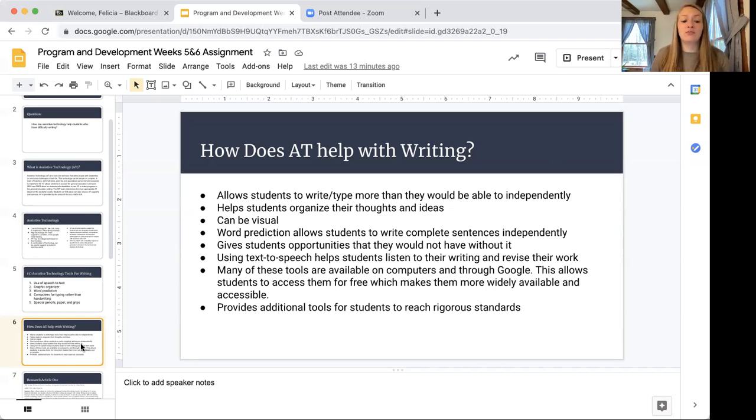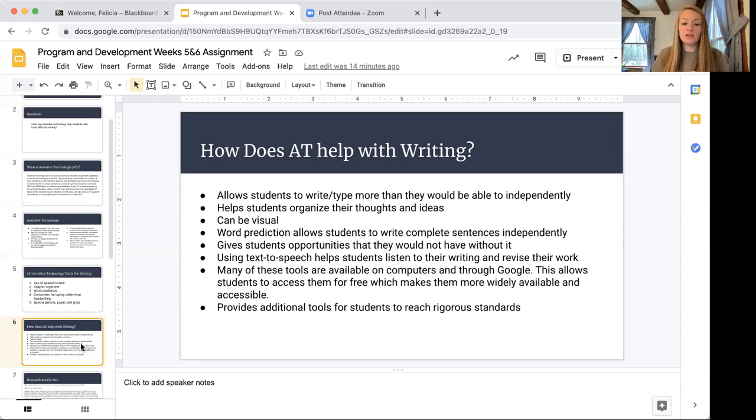Text to speech allows students to listen to what they wrote and revise their work. I definitely have done this in the past. I'm like, all right, read your paper out loud. And students struggle with that. So listening to their paper read aloud to them allows them to go back and say, oh, that doesn't make sense, let me revise that. So this is definitely one way to help students through the writing process.